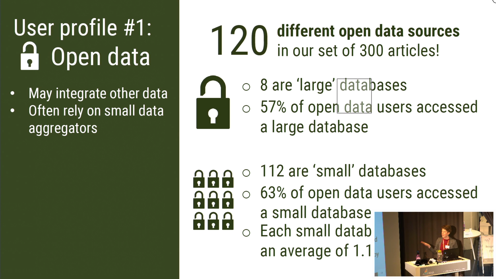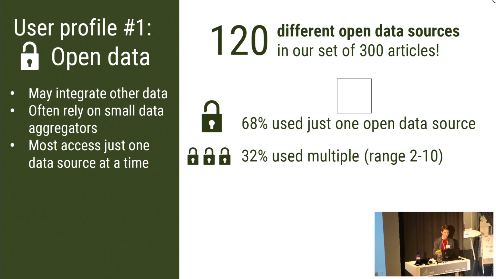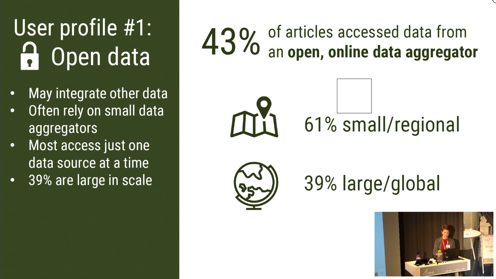We were interested in this fact because there's research that shows that small databases might not remain as stable into the future, or might not keep up with best practices for data standardization. So it's interesting to us to see what a big role they play in users' access of open data. Most open data users, just over two thirds, use just one open data source per paper. And in general, of the studies that accessed open presence-only data, about 60% were small or regional, while the rest were large or global.